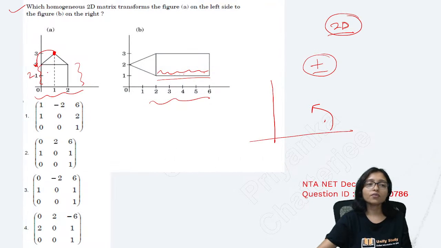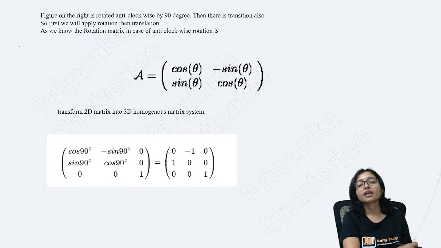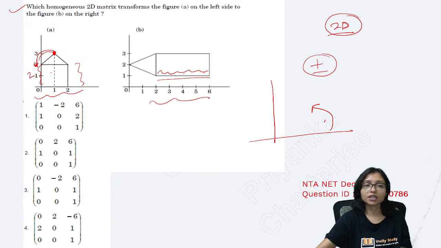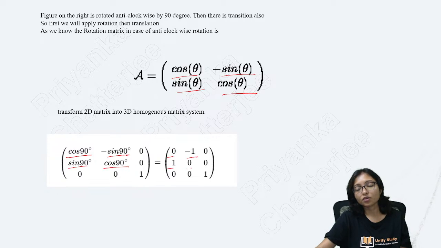So first of all, whenever the rotation is there, we have to think about the rotation. Here 90-degree rotation has happened, right? This is the 90-degree rotation. So when I do the 90-degree rotation, then it is cos theta, minus sin theta, and sin theta, cos theta. We did the 90-degree rotation. That is 0, minus 1, 1, 0.